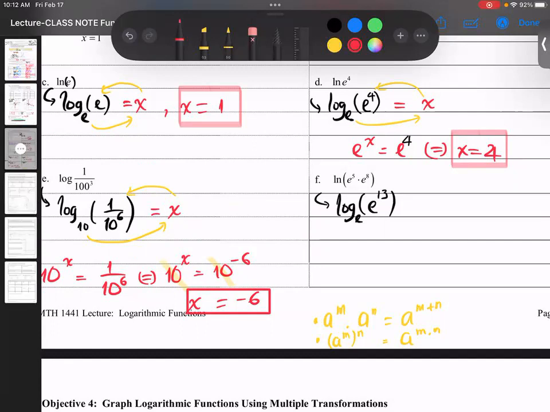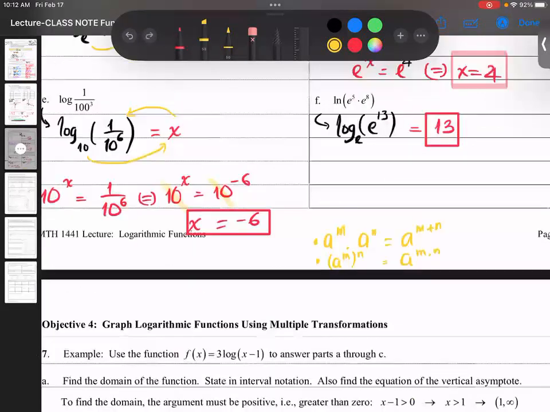Can someone tell me what this is equal to without even doing anything? If you tell me you cancel the log base e, it's good enough for me in the future. And you're only allowed to do that when what? You have the same base, right? If I have log base 10 and then e to the 13, I'm not allowed to do that.